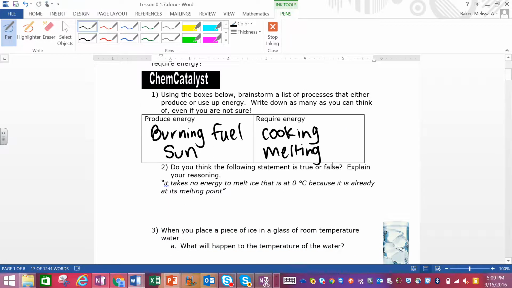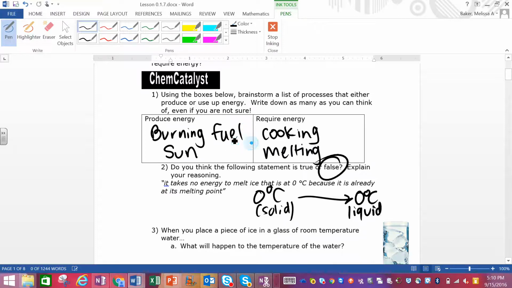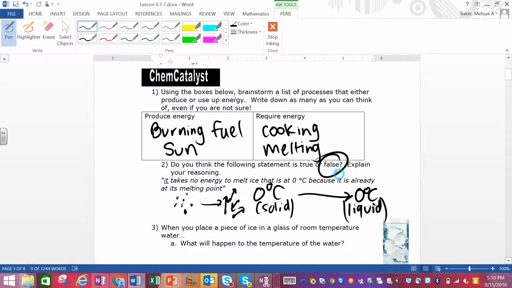We talked about, is this statement true or false? It takes no energy to melt ice that's at 0 degrees Celsius because it is already at its melting point. That's false. When you go from 0 degrees Celsius solid to 0 degrees Celsius liquid, that process requires energy. It takes energy to move these particles further apart from each other, and they start moving faster as they gain more energy. So going from a solid to a liquid definitely requires energy.